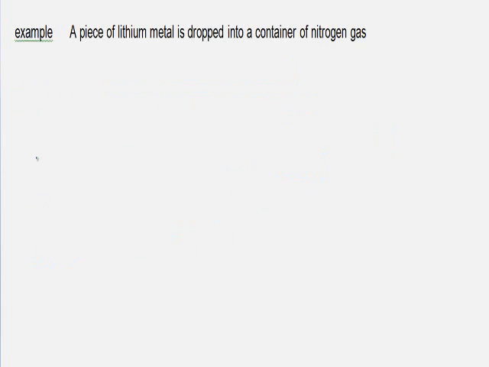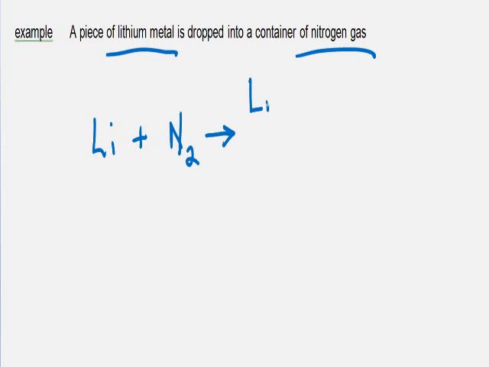Let's do another example. We have lithium metal being dropped into a container of nitrogen gas. Lithium would be Li. Nitrogen gas, being a diatomic, is N2. Now when this comes together, it's going to turn into ions. So to get our compound correct, let's write out lithium as a 1 plus ion, and then nitrogen makes nitride, which is N3 minus. So the compound we're going to make, lithium nitride, will be Li3N, would be our product.